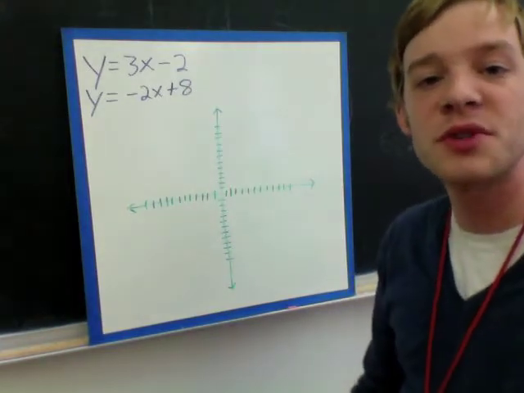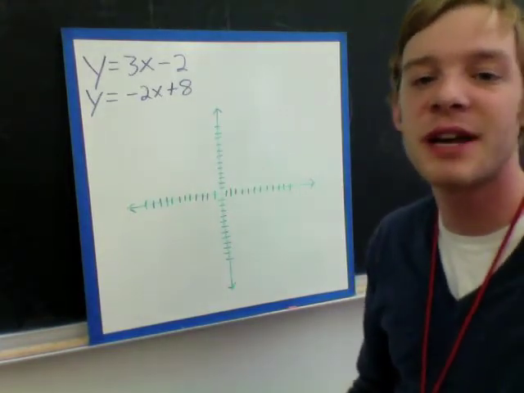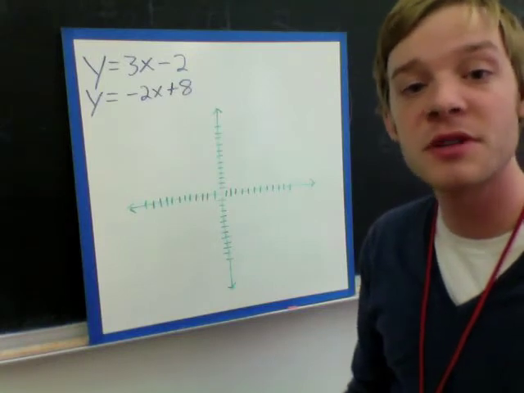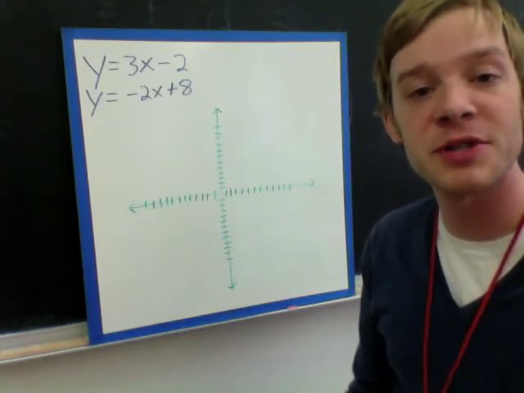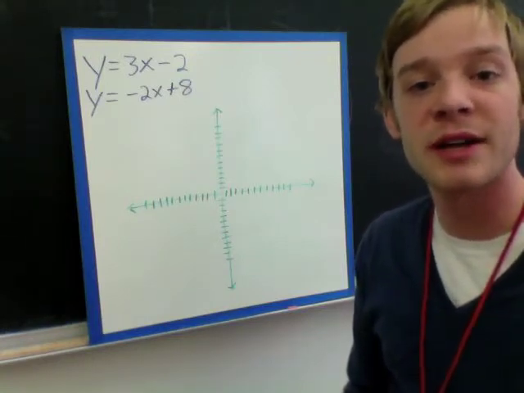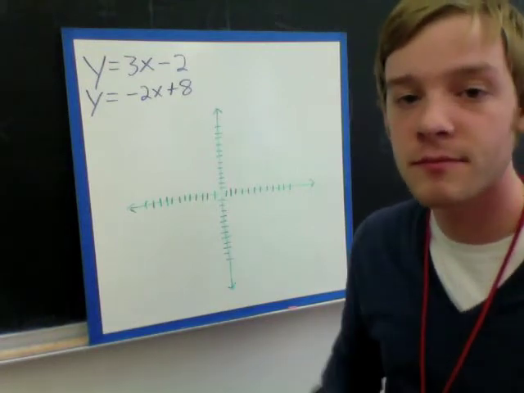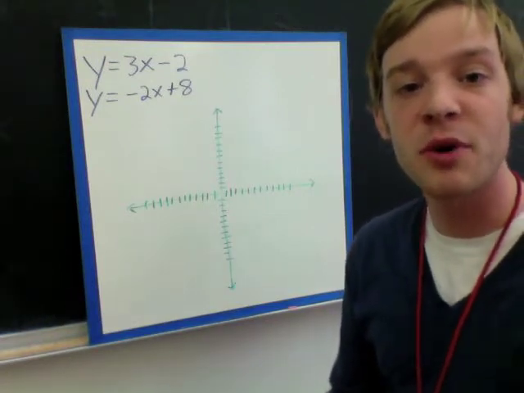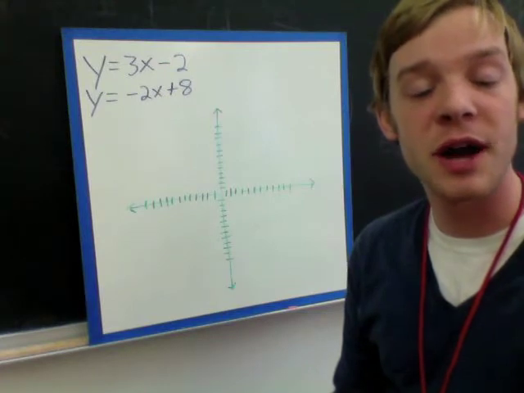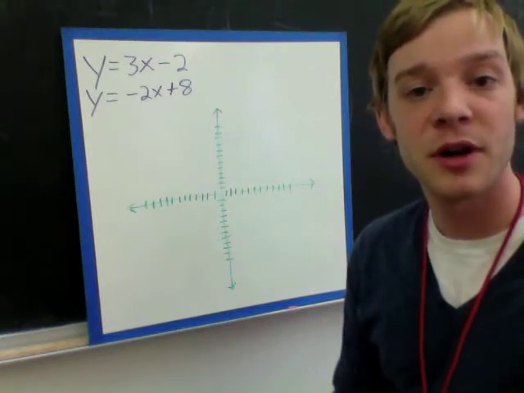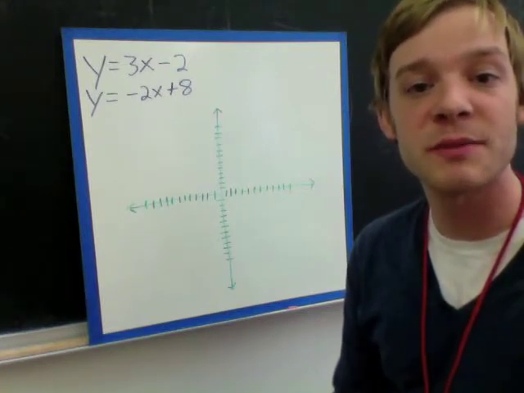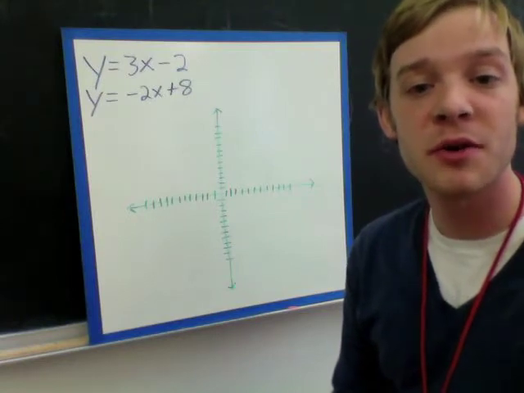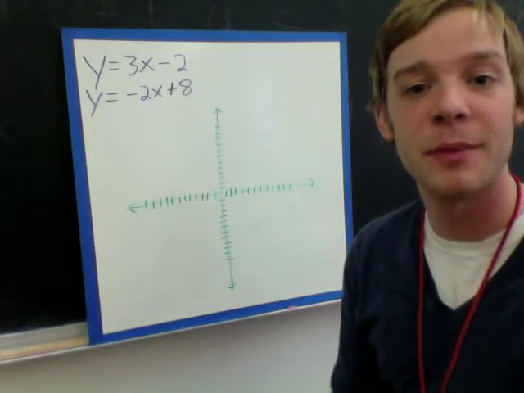I've got y equals 3x minus 2 and y equals negative 2x plus 8. Both of these equations are already in slope-intercept form, so that means we can go ahead and just start by graphing. At this point, if you are not remembering how to graph an equation in slope-intercept form, you need to pause this video, go back, and take a look at the video that we had about graphing.